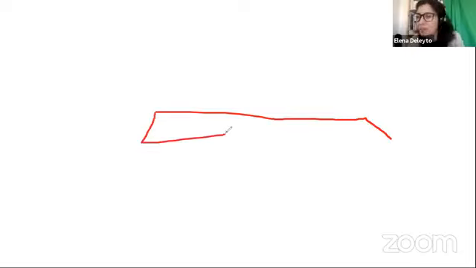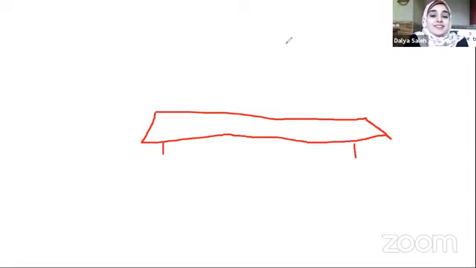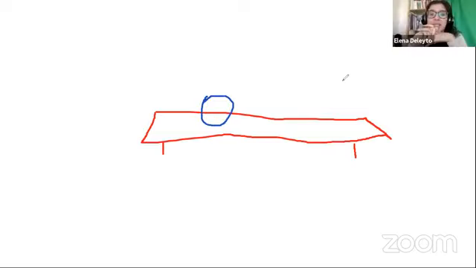Yeah, we have some comments already, Dalia. They are saying that this is a shelf. Is that right? Oh, it's a shelf. Wonderful, fantastic. And where is the ball? Can you tell us where it is? Where is the blue ball?